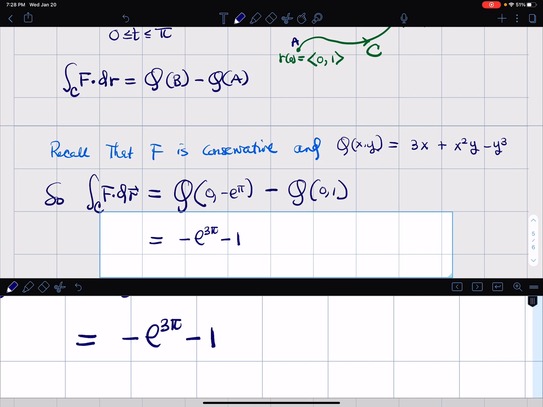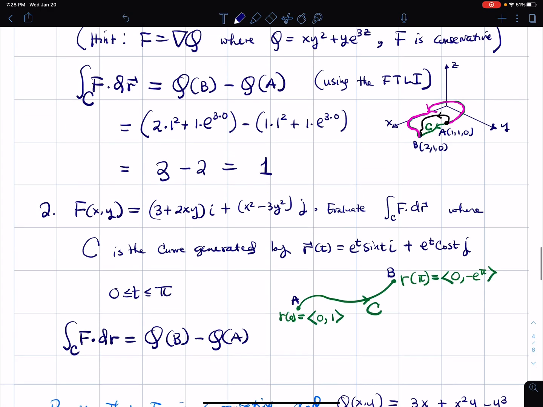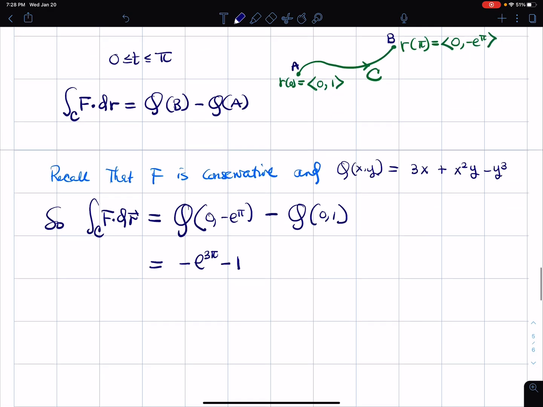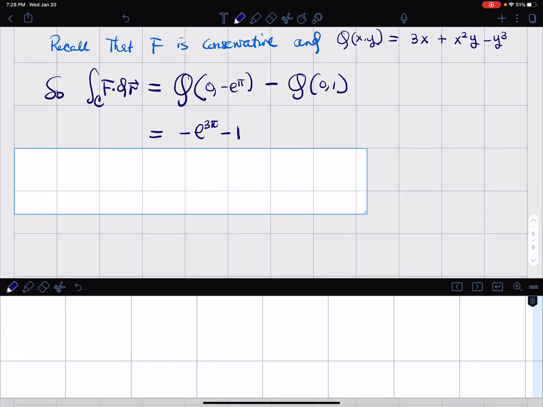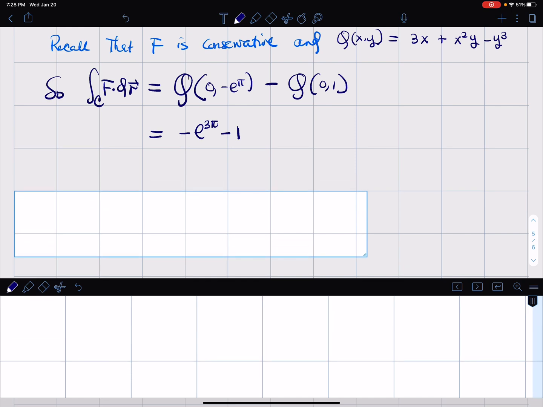So my answer is negative e to the 3 pi minus 1. I would need you to check my answer for me. I did that in a rush. So if you find any mistake, write a comment. If you're in the class, also tell me in class. But first of all, write a comment so I get it right away and make the correction.